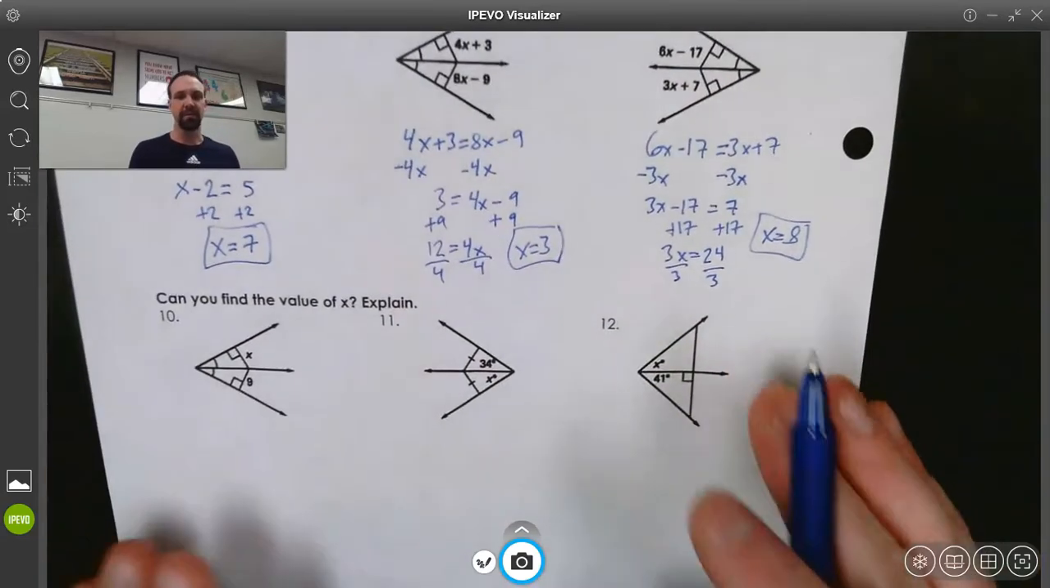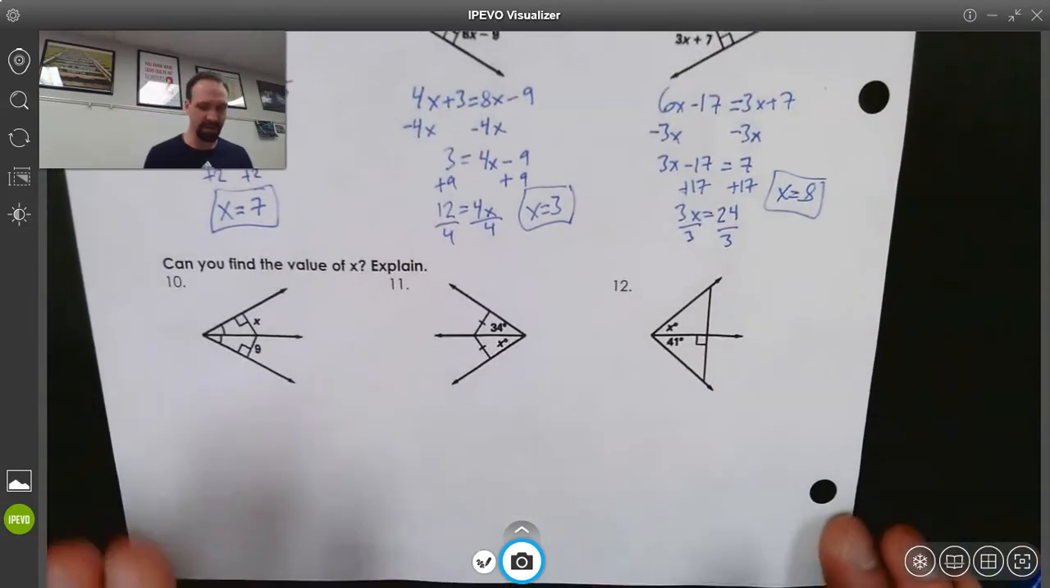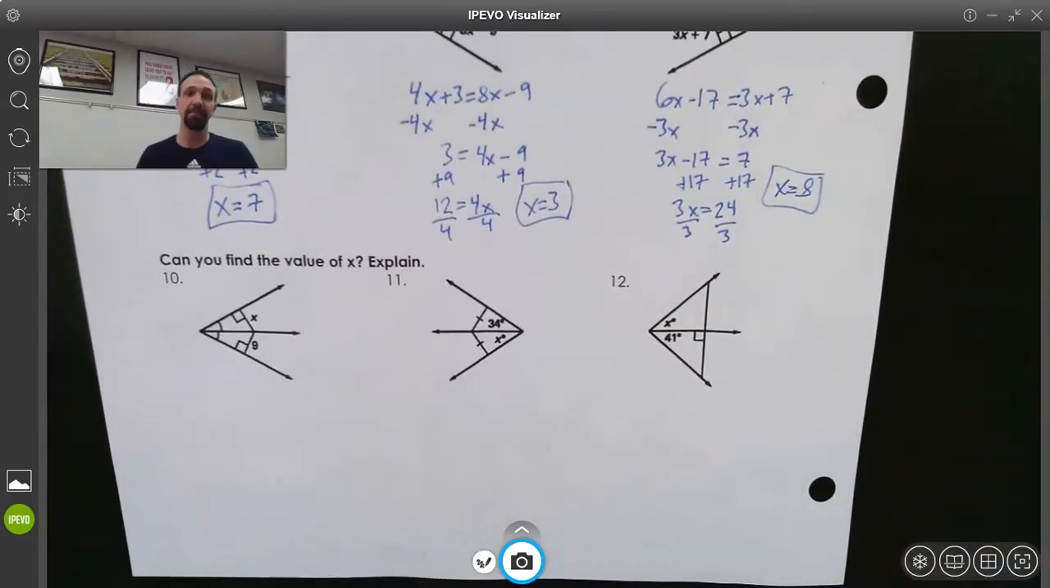A lot of students go through this last part incorrectly. We actually talk about this. It says, can you find the value of x? It doesn't say find the value of x. It says, can you find the value of x? And then it says explain. Again, this is looking at if it satisfies the converse of the angle bisector theorem or if it satisfies the angle bisector theorem. So again, going back to the front, does it have everything it needs?